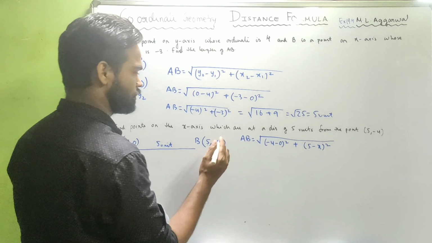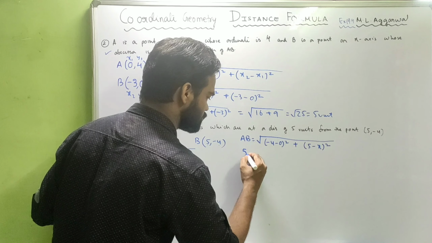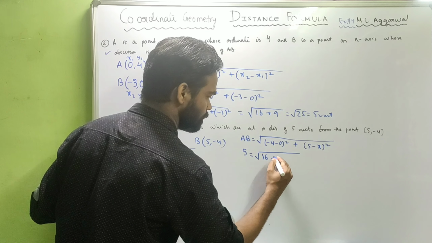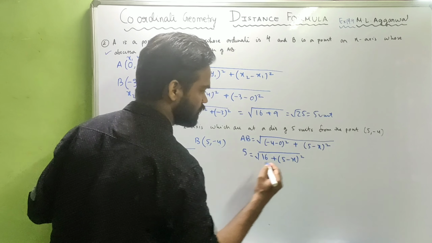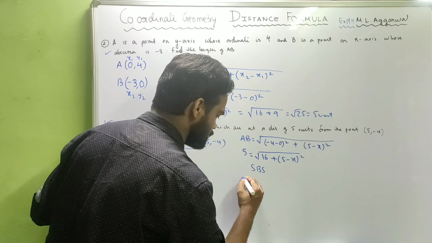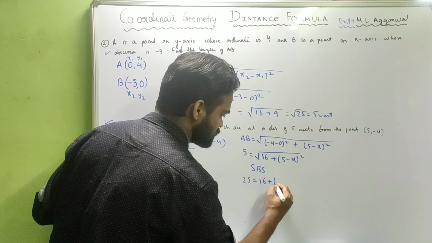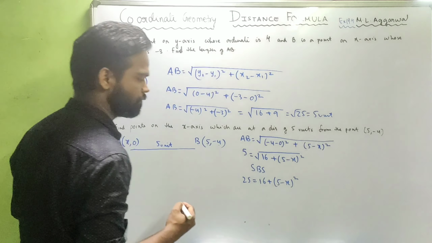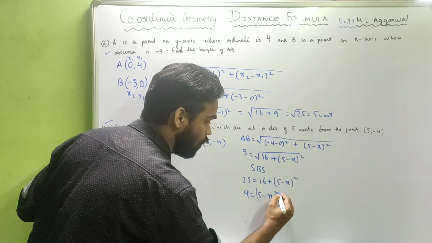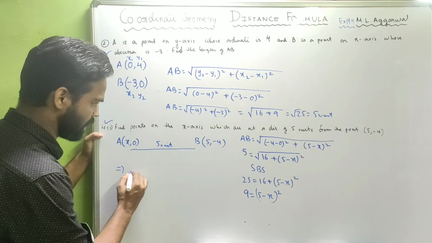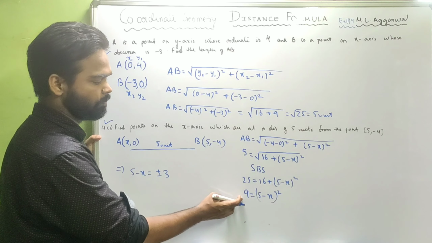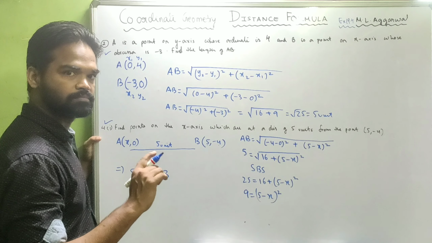Am I clear? Now put the value of AB, that's 5 units. So 5 equals root of, this becomes (-4) square, that's 16, plus, keep it like this only, (5 minus x) whole square. Now squaring both sides. So you'll get 25 equals 16 plus (5 minus x) whole square, which means 25 minus 16, that's 9, equals (5 minus x) whole square, which means can I write 5 minus x equals plus-minus root 9, which will be 3.